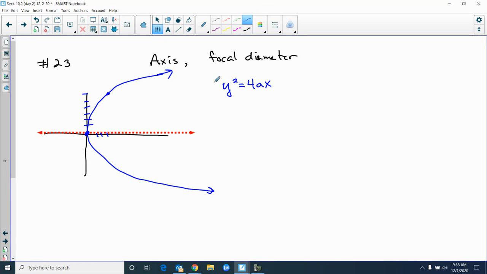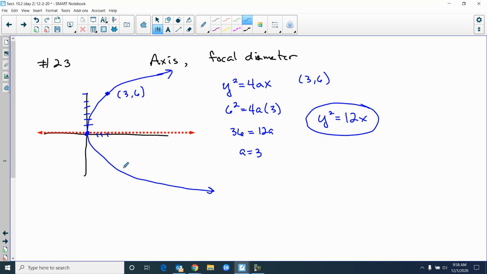It's going to be of this general form, y squared equals 4ax, and it goes through the point (3, 6). What we can do is plug in the values for x and y to figure out what a is. So 6 is y and x is 3, and so I get 36 equals 12a, and when I divide by 12, I get a equals 3. Since it opens to the right, a has to be positive. So I get y squared equals 4 times 3, which is 12x. That's going to be the equation for 23.